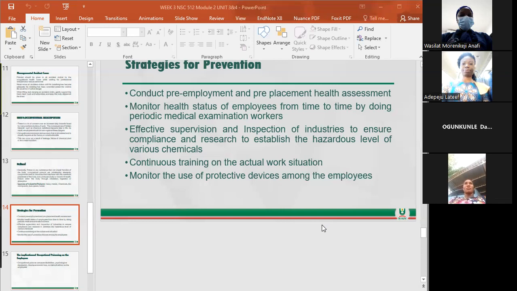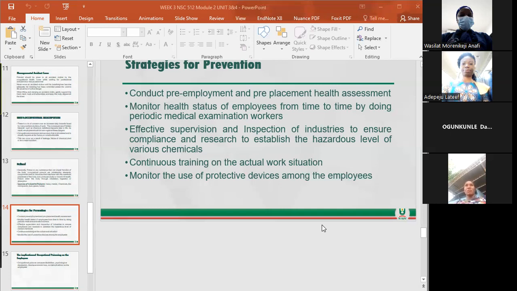But by doing periodic medical examination, they can say, oh no, this person was not having respiratory distress when we employed her, or when he was working in the package department, or in infection control, or in the medical surgical ward, or the medical ward. But since we moved the person to the accident and emergency unit, this nurse is now having serious problems. So we've seen the importance.